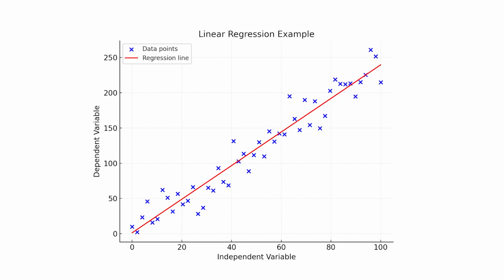You start by using tools like Excel or statistical software to create a model that explains the relationship between your variables. Linear regression is the most common type and assumes a straight line relationship between the independent and dependent variables. Once the model is fitted, you then examine the coefficients it produces. Each coefficient represents the strength and direction of the relationship between an independent variable and the dependent variable.